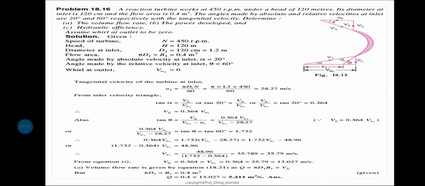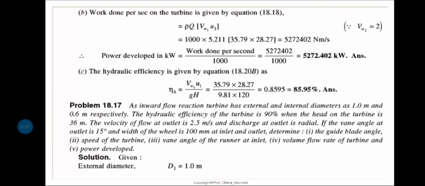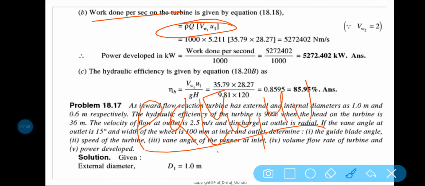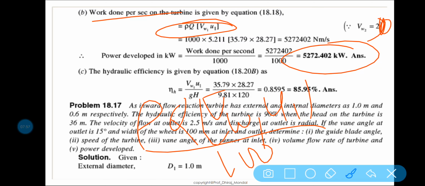Next problem, next part, because there are 3 questions. Volume flow rate you have found out. Now you have to find out the power developed. All of you know the basic formula. The work done per second on the turbine is given by rho Q VW1 U1 by 1000. So rho Q VW1 I have already got, U1 I have already got. Divide by 1000 and you will get 5272.4 kilowatt. Clear? And VW2 here is 0, not 2. So this is ultimately your work done or power in kilowatt.